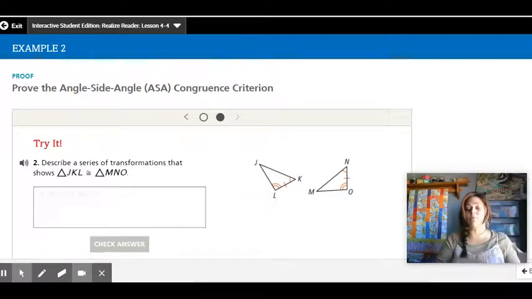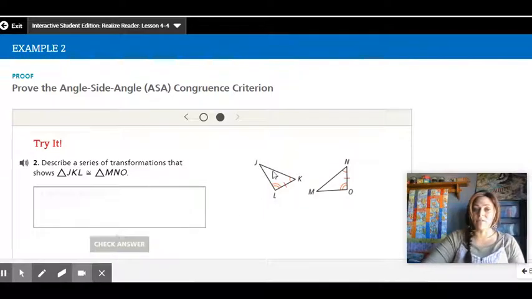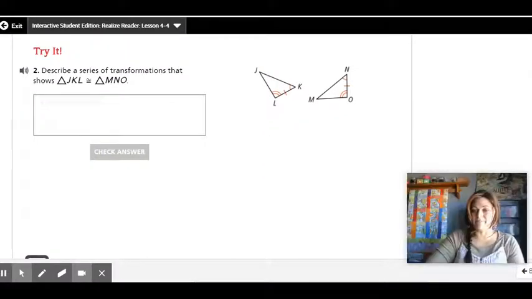So make a list. How would you move it, using rigid transformations, to get one of the triangles mapped onto the other?